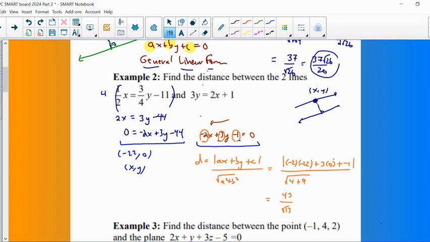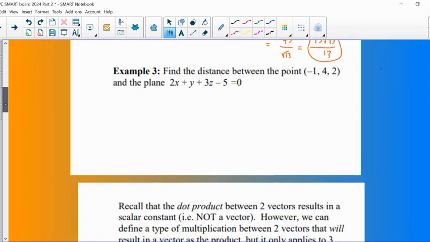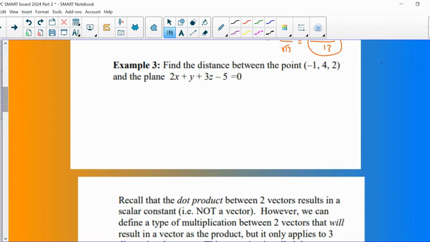And again, we could leave it like that. We could rationalize. Doesn't get us a whole lot since both are prime. 43 root 13 over 13. Okay, and much like what we saw the other day, the point line distance formula can extend to the third dimension. You just extend each of your fractional pieces one more dimension.